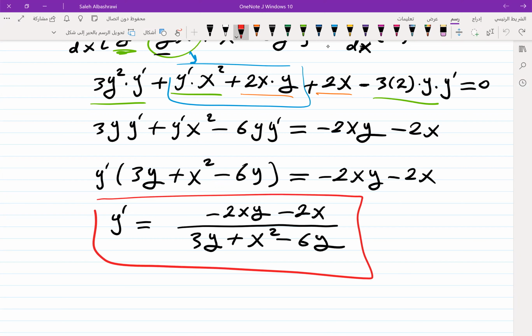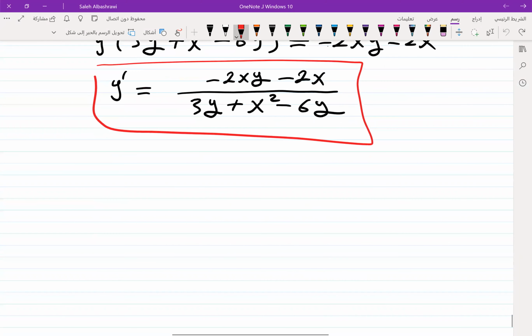So this is the derivative of the function, but we used implicit differentiation. Again, we use implicit differentiation. Take one more, number 3.